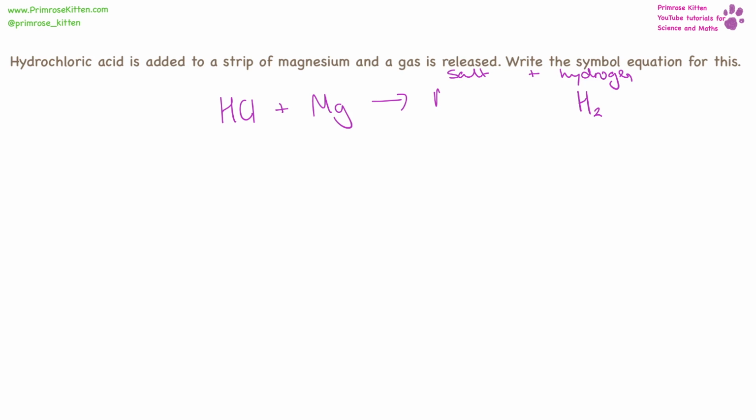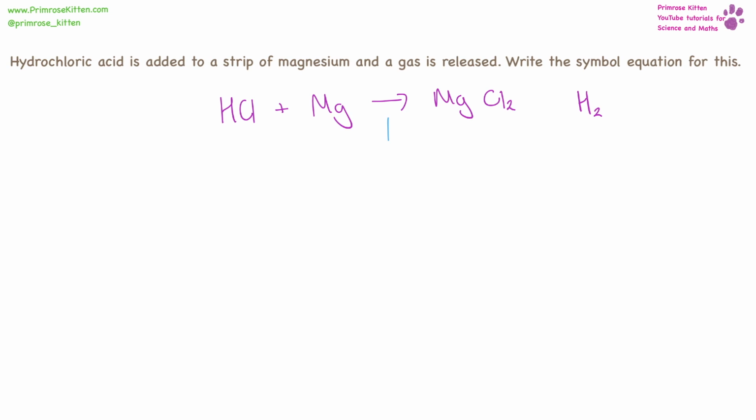The salt is going to be magnesium chloride, but we need to know that magnesium is a 2+ ion and chlorine is a 1- ion. So it needs to be MgCl2 so that there are 2 negative ions for each positive ion. Now this brought in a lot of skills, recall of the formulas, working out the salts, the products, so working out what type of equation it is, and then after all of that we need to balance it.